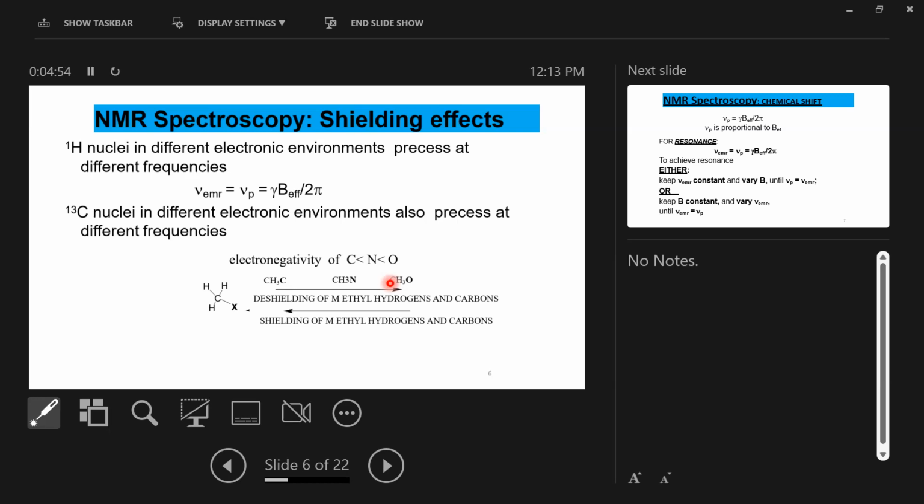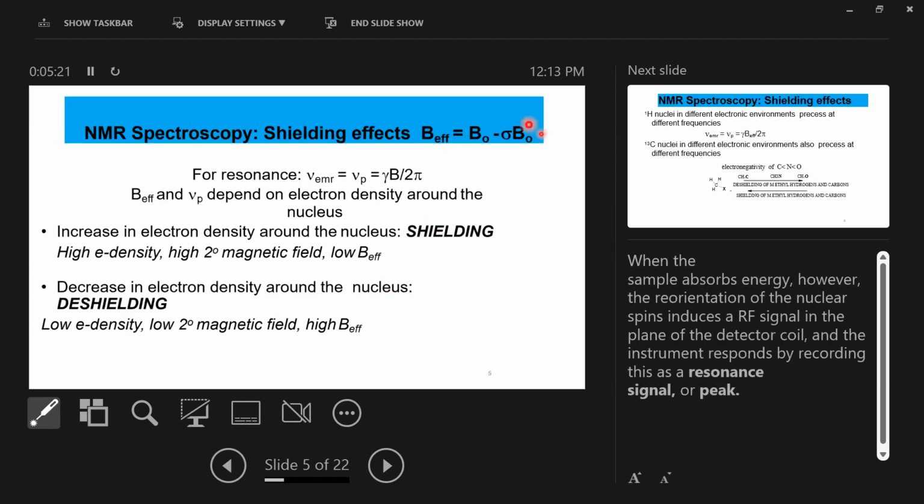I'm saying that as you increase the electronegativity of the atom it is attached to, the more de-shielded it will be, so it's going to precess, or spin, at a higher frequency, because you're removing electron density away from it. Remember, the frequency at which it precesses, that it spins, is given by this equation.